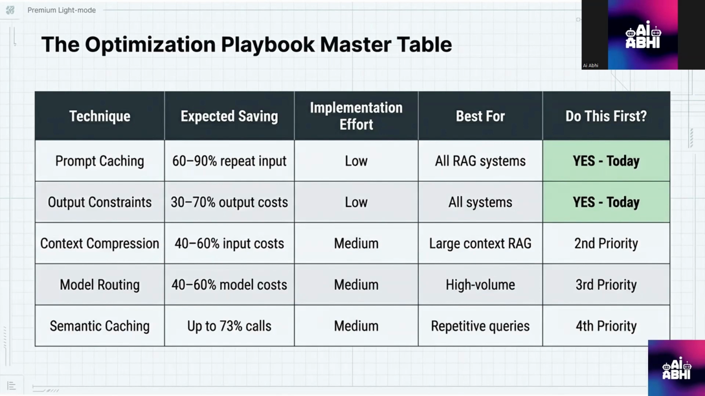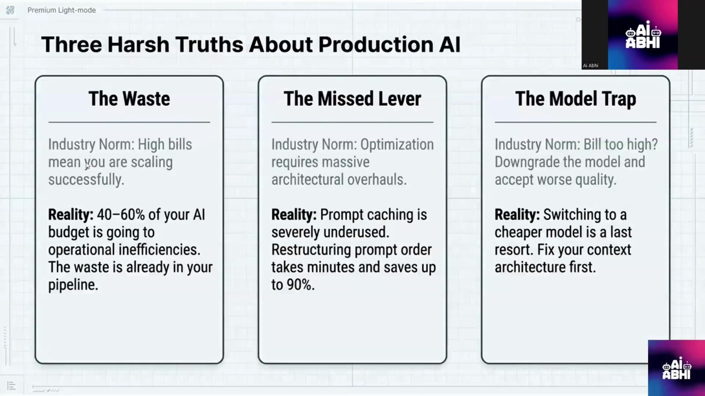Output constraints. Here the expected saving is around 30 to 70% of the output. The implementation effort is low. We add it to every prompt. Best for all systems. We can do this today itself. So let's move on to the next slide, which is the hot takes.